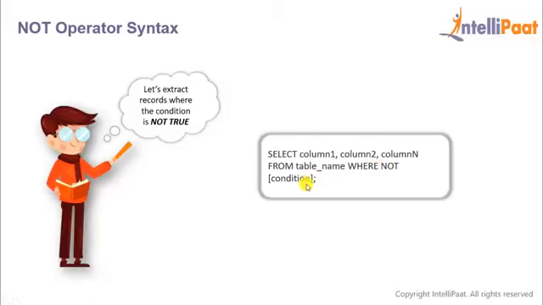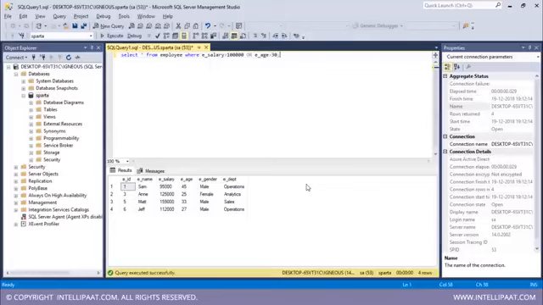Now let's work with this NOT operator. So I'd want to extract all of those records where the gender is not equal to female. So the command would be select star from employee where, after the where clause, I need to use the NOT operator and then give the condition. So gender is equal to female, right? So before the condition I use the NOT operator. So this would basically give me all of the records where gender is not equal to female. So I'll hit execute.